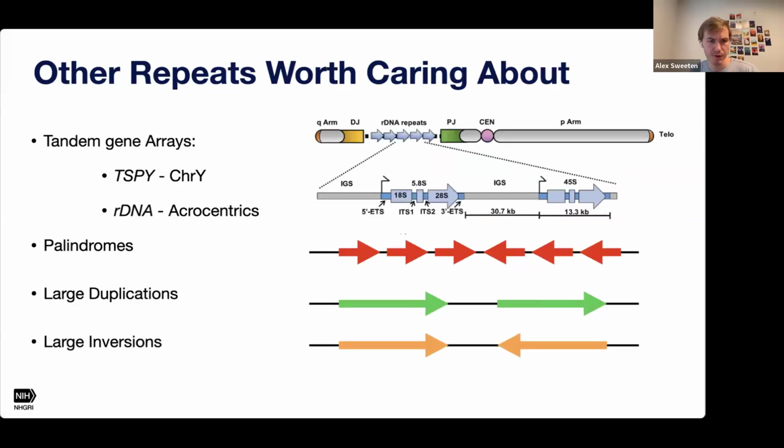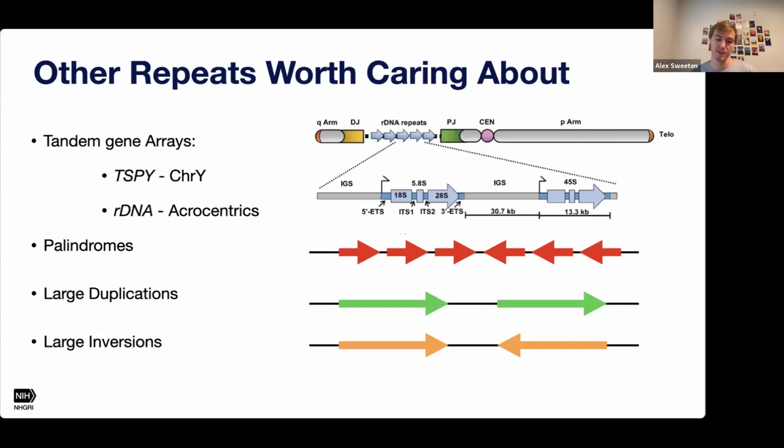Some other repeats are worth caring about. We have tandem gene arrays. These don't necessarily fit the classification of a satellite because they are genes, but they are tandemly repeating, and thus we can see them with ModDotPlot, so they are worth talking about. Some examples are the TSPY gene array on chromosome Y. This is responsible for certain male sex characteristics, as well as rDNA in the acrocentric chromosomes.